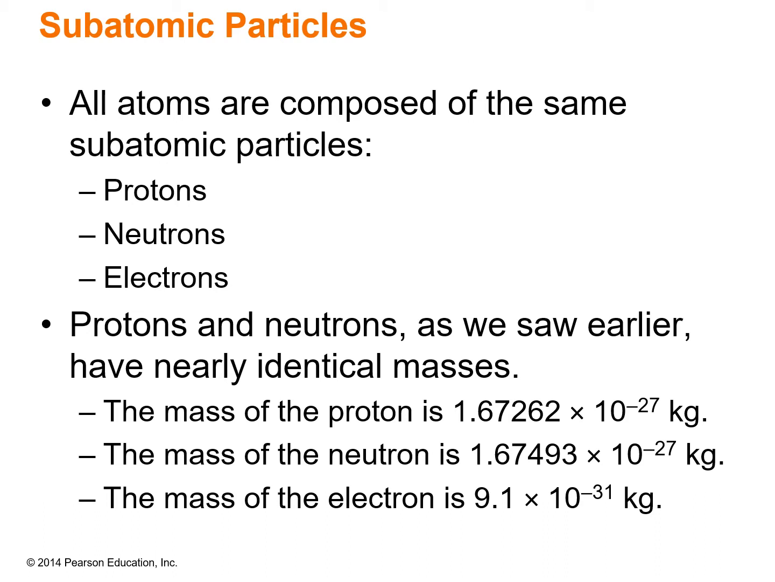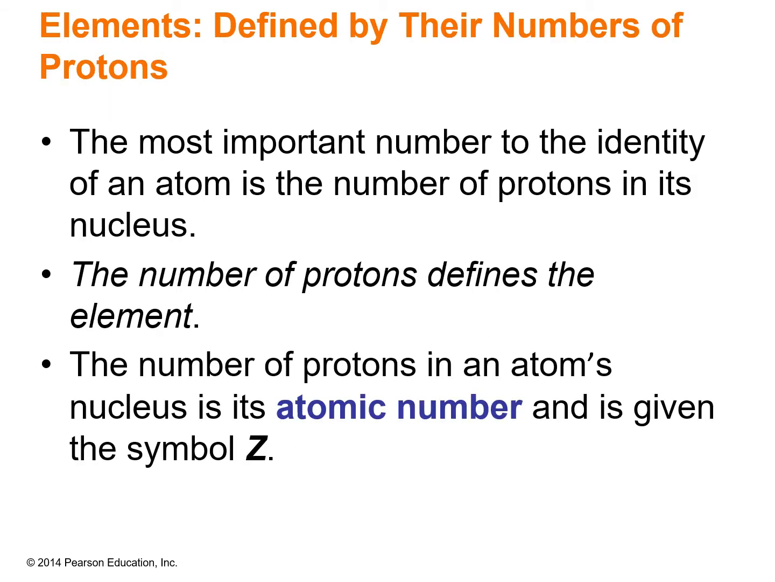So remember, looking at all atoms, they're composed of the same subatomic particles. They're protons, neutrons, and electrons. Remember, protons and neutrons have about the same mass, and the electron mass is so small that it doesn't really matter. The mass of an electron is 1 over 1,830th of the mass of a proton or neutron. So we say the electrons have no mass, essentially.